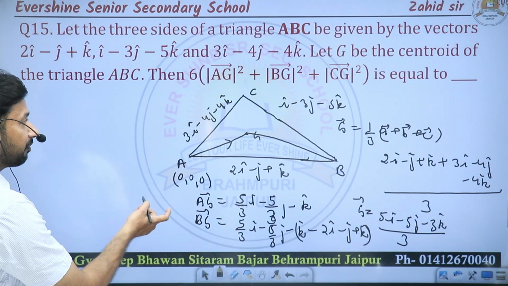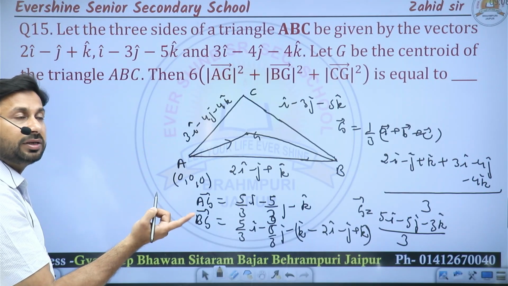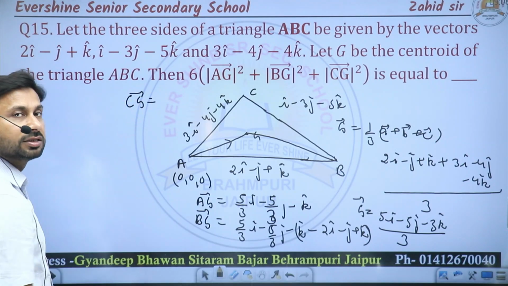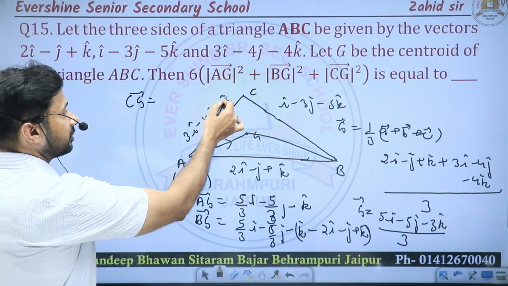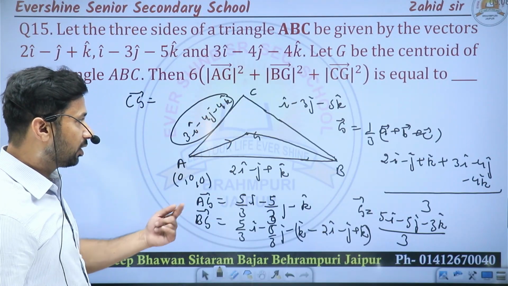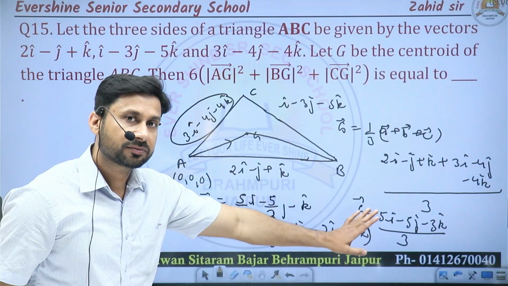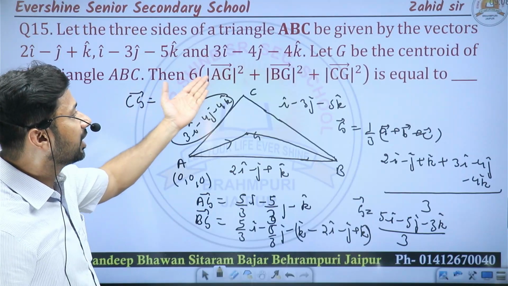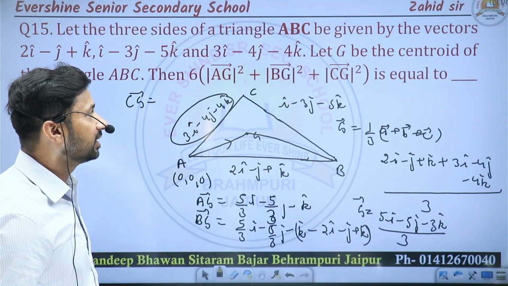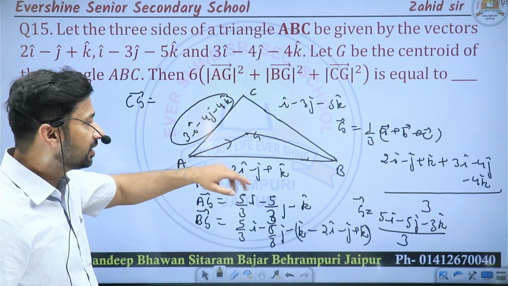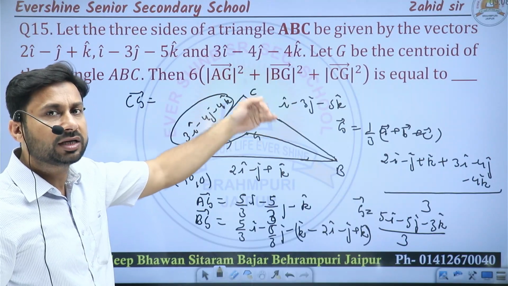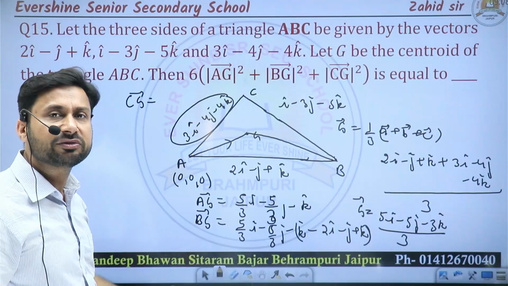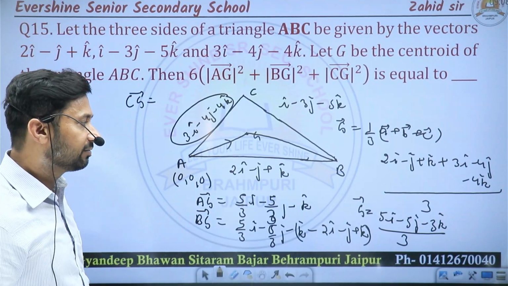Similarly, I can find CG, that will be C minus G. This is the coordinate of C, and the coordinates of G you got from here. So you can put the values and simplify it. Once you get it, put the value here, and that will be your result. It's very easy to find. I think you can do it yourselves. Once you get AG, BG and CG, find the magnitude of each, square them, add them, and multiply the result by 6. So it's a very basic thing.